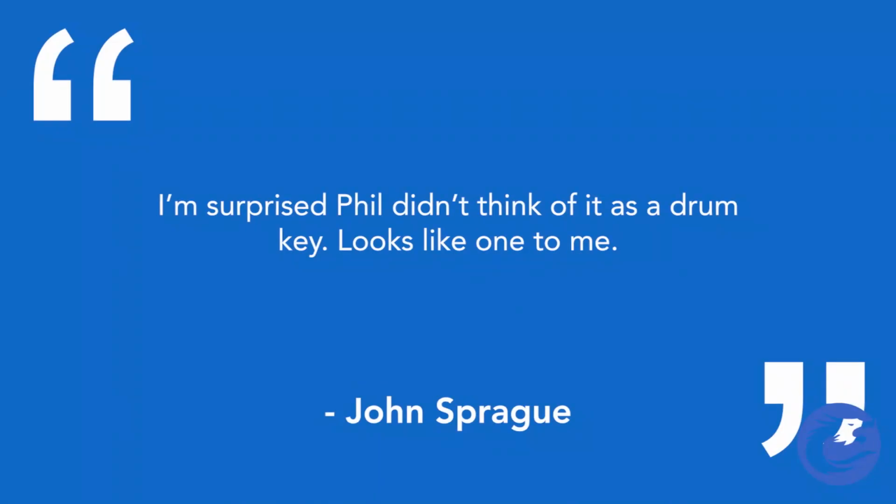Next we have John Sprague on pick a prop for, well, we call this the loser because it's a 人字旁, a person component, but sort of on its front, like it's sort of laying down, like someone who can't be bothered to get up, kind of a loser, right? I'm surprised Phil didn't think of this as a drum key. Phil's a drummer. Looks like one to me. If it looks like one to you, go for it. That would be perfect.